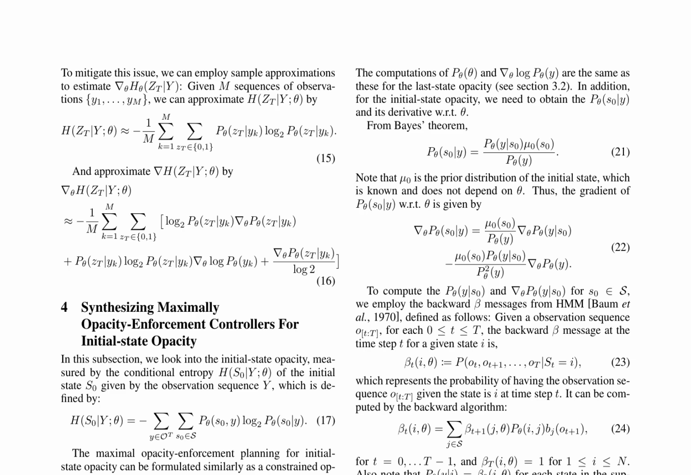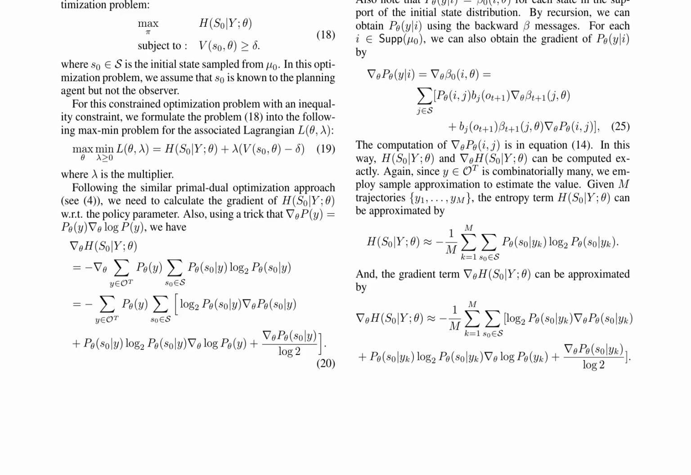For initial state opacity, the conditional entropy H(S0 | Y; theta) is defined as the negative sum of probabilities of S0 given Y, weighted by the logarithm of these probabilities. The maximal opacity enforcement planning for initial state opacity is formulated as a constrained optimization problem, where the objective is to maximize the conditional entropy subject to a constraint on the value function.